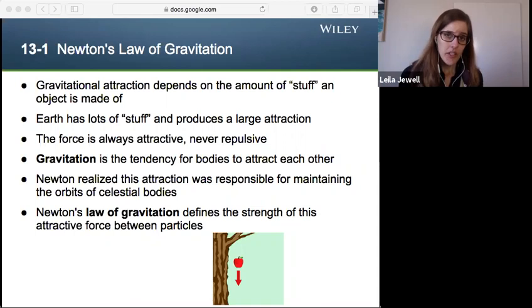And Newton realized this attraction was responsible for maintaining the orbits of celestial bodies, of planets, of stars, and the like. And so Newton's law of gravitation defines the strength of this attractive force between particles, like between the apple and the Earth, which we'll come back to in a moment. But let's take a look at mathematically what Newton's law of gravitation is.